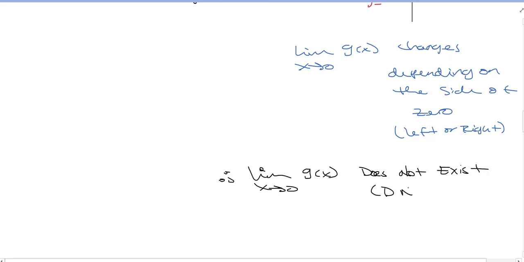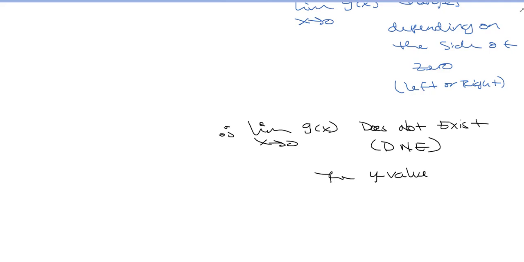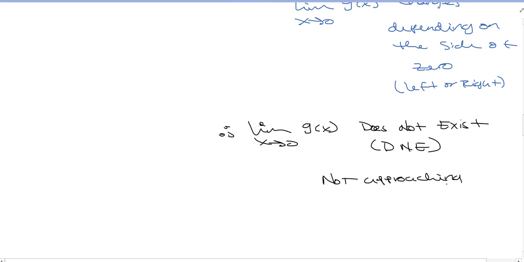And this is abbreviated DNE, and essentially it just means that the y values don't coincide. Or we can say it's not approaching a single y value. So let me say that. So it's not approaching a single y value.